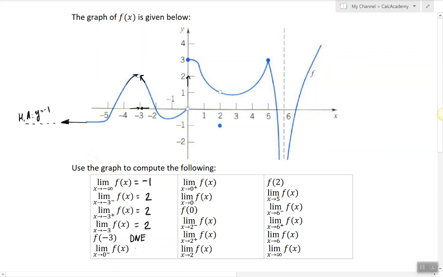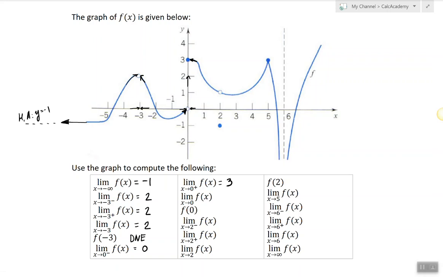So the next limit is as x approaches 0 from the left. And again, we're looking at the output of the function, or the y value. So as x gets closer and closer to 0, the output also gets closer and closer to 0. So we say the limit of the function as x approaches 0 from the left is 0. However, on the right side, we have a different story. Here, as x gets closer and closer to 0, the function gets closer and closer to 3. So we say the limit is equal to 3.